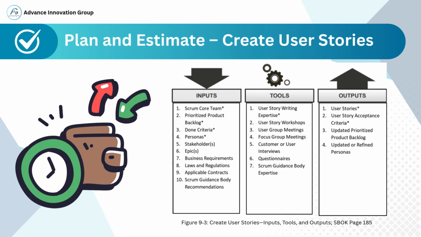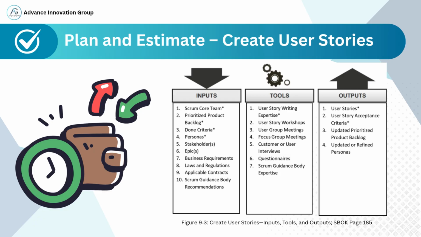The Scrum Core team collaborates using key inputs like the prioritized product backlog, done criteria, personas, stakeholder insights, epics, and even applicable laws and regulations. Business requirements and guidelines from the Scrum guidance body are also factored in.